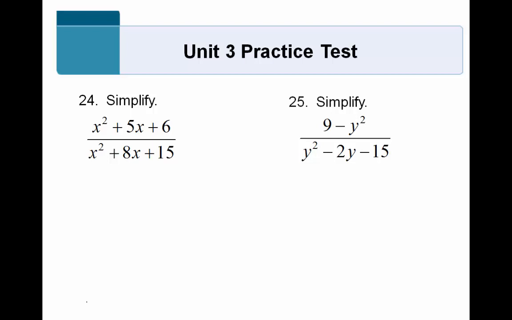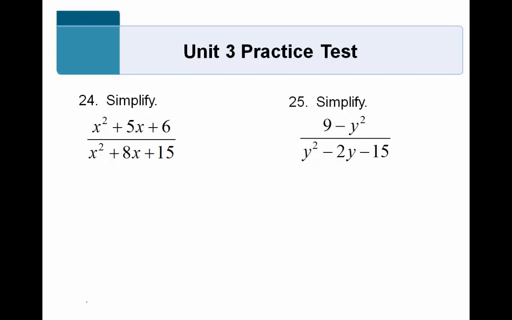Okay? For instance, look at this first one. You couldn't just start crossing out things. You can't cross out the x squareds and the x's. You have to factor them first. And then you can remove common factors. So let's go ahead and factor these two trinomials in this first fraction that we have, this first rational expression.